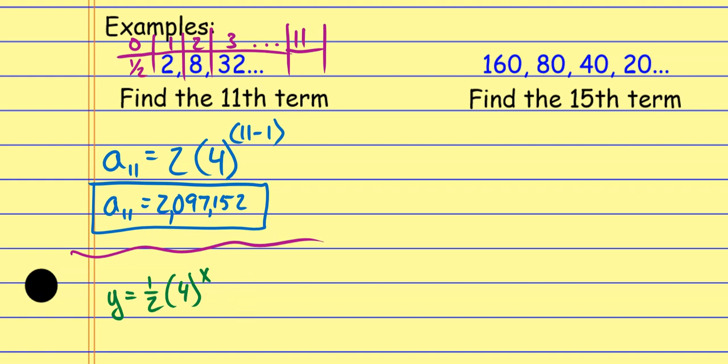Oh, sorry, I switched colors. Let me go back to green. And if I plug an 11 into this guy, and again, because I changed the a value and put it in that perspective of y-intercept instead of the first term, well, this is going to give me the same thing. I do 4 to the 11th power this time, and then times the 1/2. And once again, I get the 2,097,152.